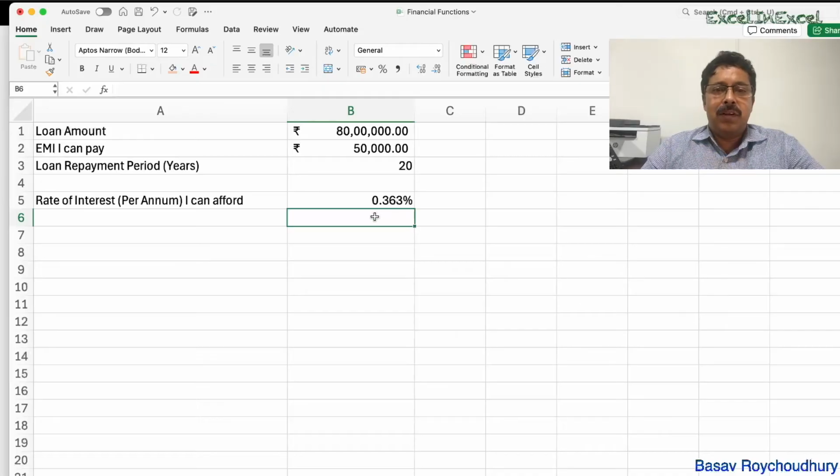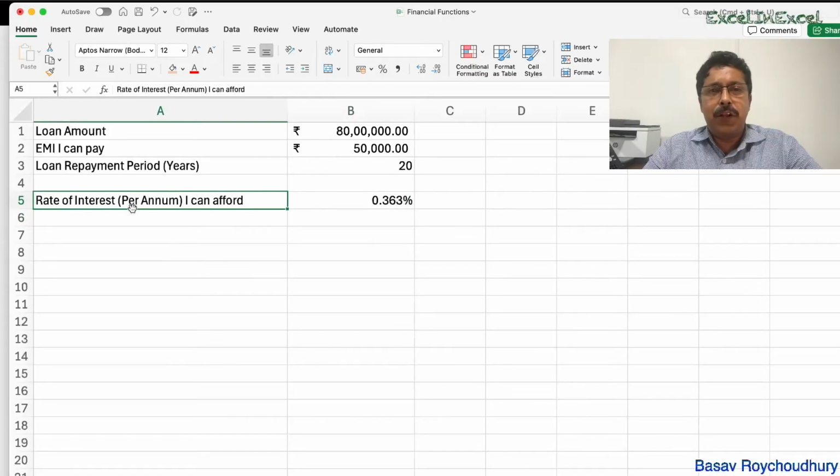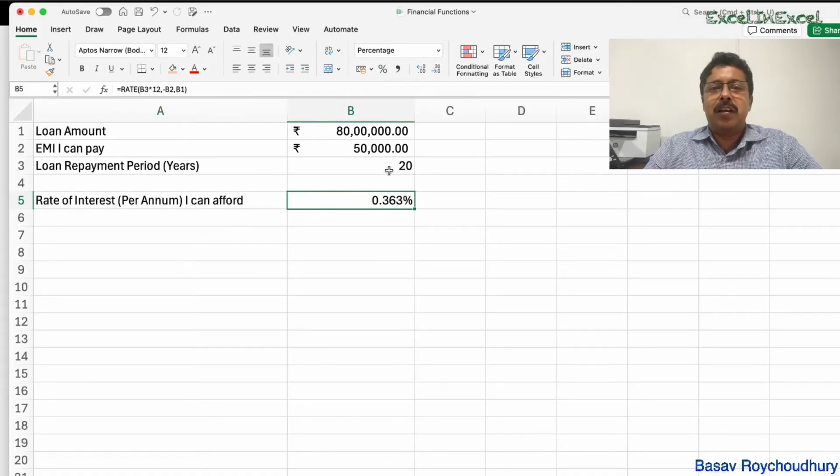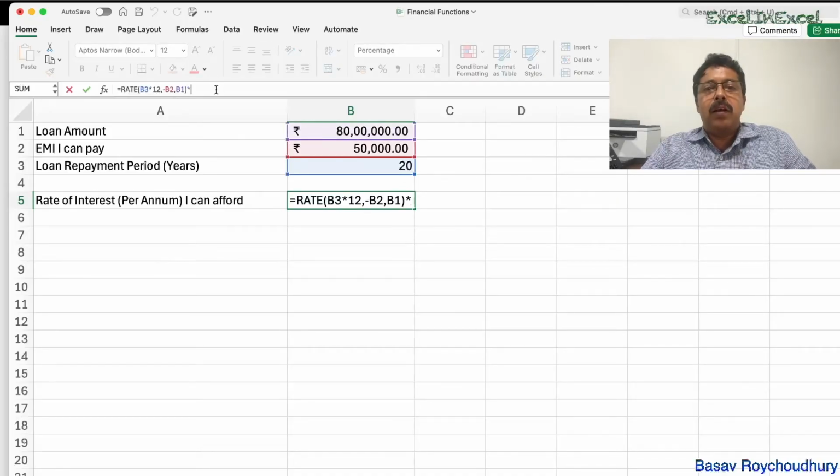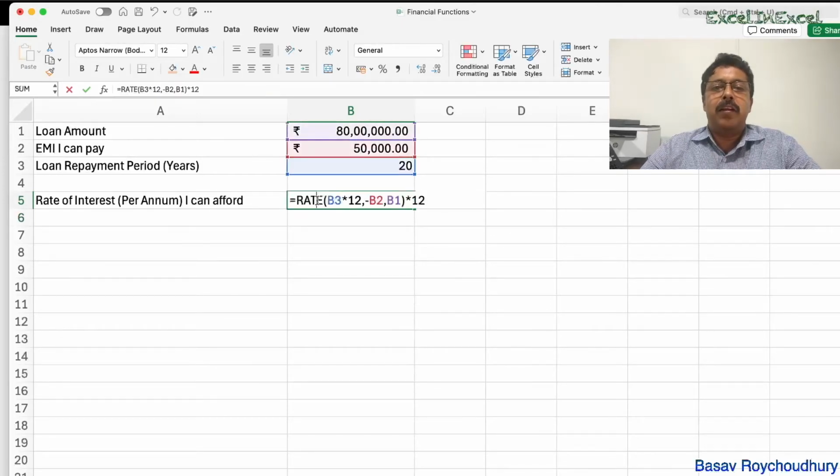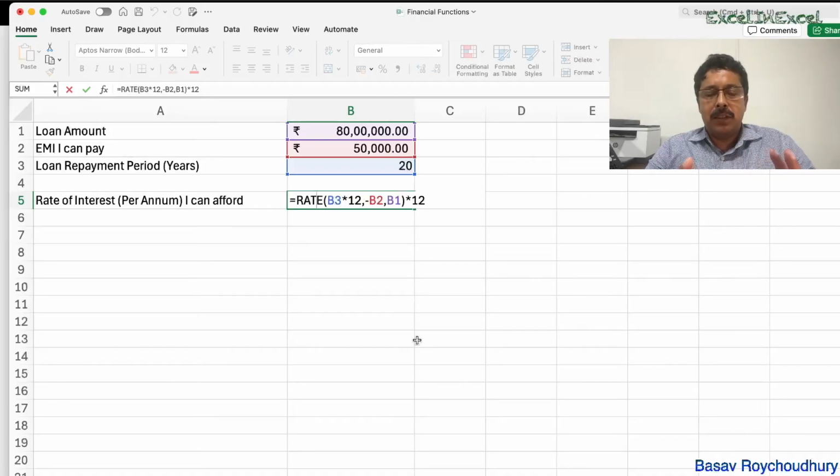But mind you, 0.363%, of course, it's a very low rate of interest. But is this interest per annum? No. For all this, we had converted everything into month, EMI. It's monthly. So this is the rate of interest per month. And therefore, if I want it as a year, I have to multiply it with 12. And therefore, this is the rate of interest. So I found out the rate of interest. Rate of interest will be in the same calculations as the other things.